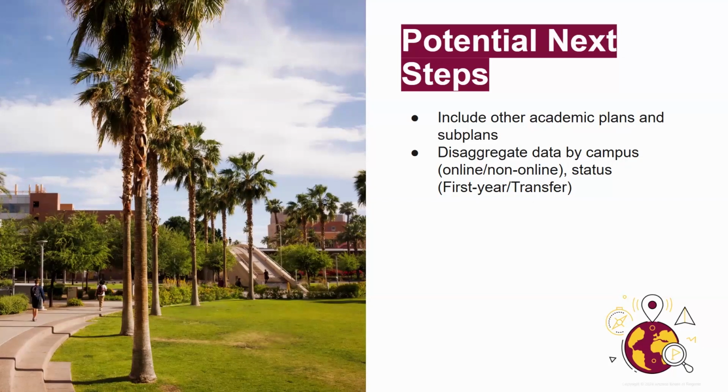So here we see our potential next steps, as Laurie mentioned earlier. Currently, only the 6 academic plans that were in the beta of IDP are included in the dashboard. A potential next step would be to expand the list of plans to include more academic plans and sub-plans. And also, at the moment, all the students in an academic plan are grouped together. So another potential next step would be to disaggregate the students by campus or their status to see if there are any varying patterns between the groups.